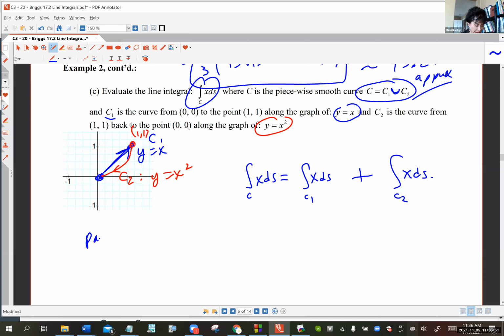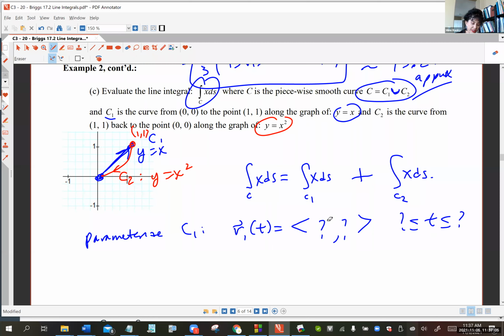So let's parameterize C1. Well, how do we do that? Well, I'll call it R1 of t. You want a vector valued function, and then you want to tell me what the limits of time are. I don't know. What am I going to do? Well, it's a straight line, and it is a function of x. And I taught you how to do that. So when you have a function of x, you go, hey, just let x be t. Ha-ha. And then y is equal to x, so y is equal to t. Ha-ha. And then the time interval for t, we want it to start at the point 0, 0. So how about let time start at 0 seconds? Easy peasy. And then we end up at 1, 1. So how about if we let time stop at 1 second?